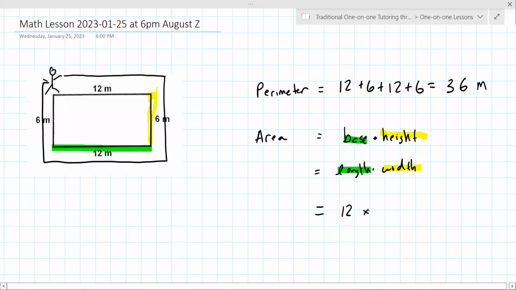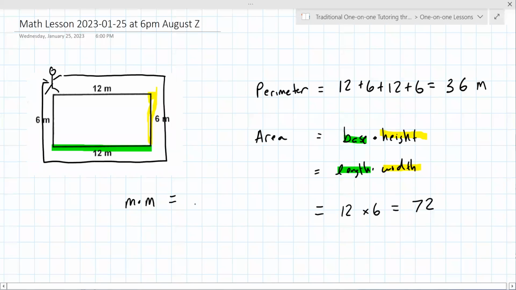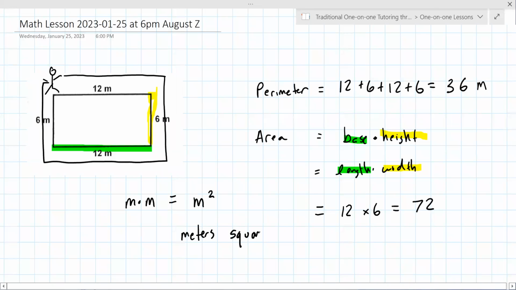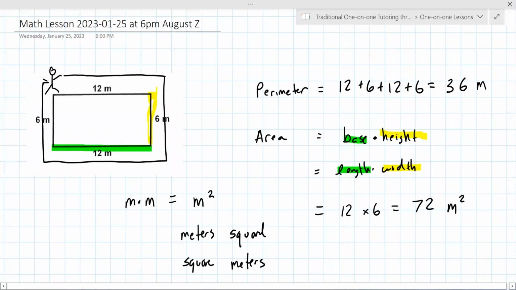It's 12 times 6, which is 72, but you need units. And your units are meters times meters. There's a couple of ways to say it and write it. One is meters squared. I'll write the word here, meters squared. Alternatively, you could say square meters. They're both acceptable.